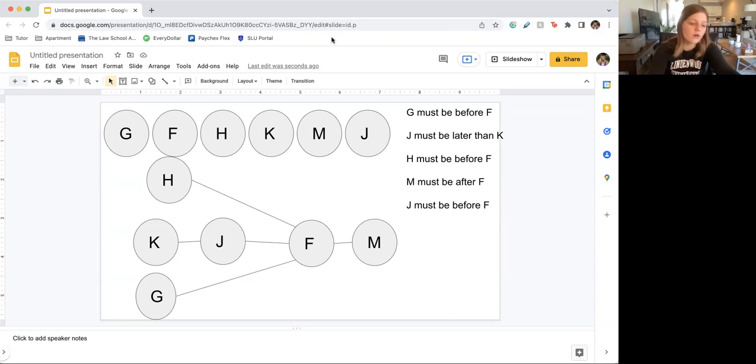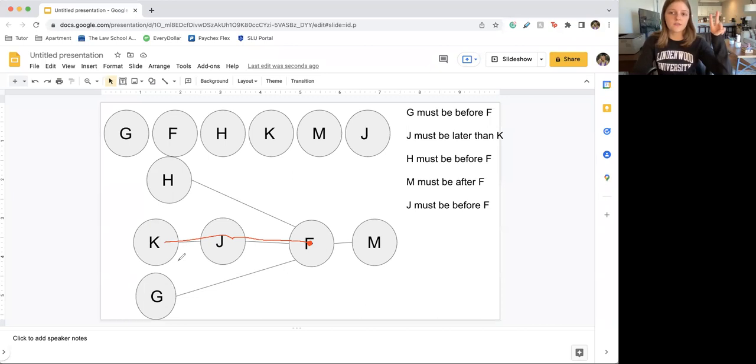We can make these charts all we want, but it's useless if we don't know how to read it. The easiest way to read it is thinking about a shark. If a question asked how many variables have to go before F, or how many variables have to go before J, I literally start at my point of F and follow my lines and count how many variables have to go before F. So I'm following my line J, following my line K.